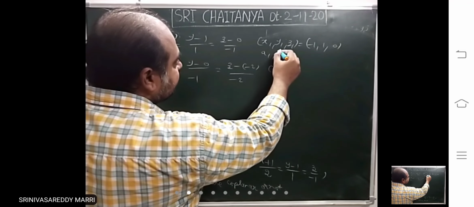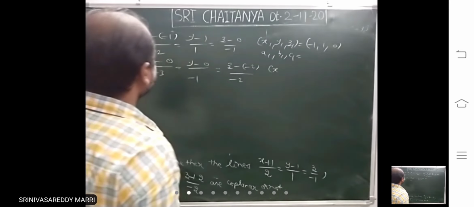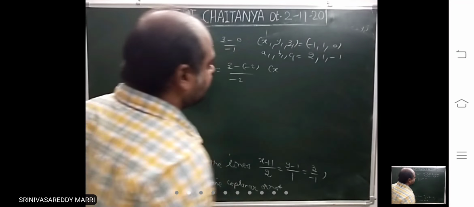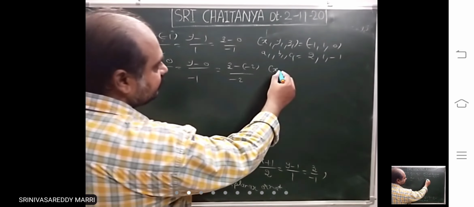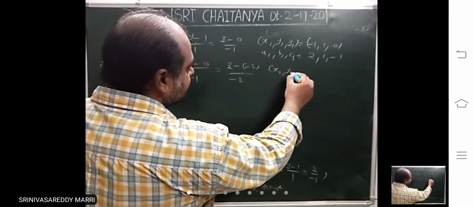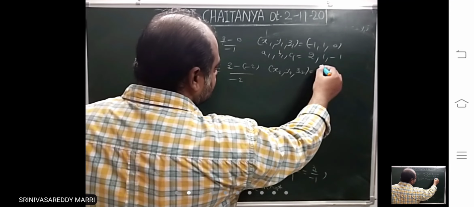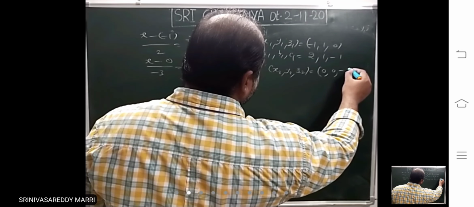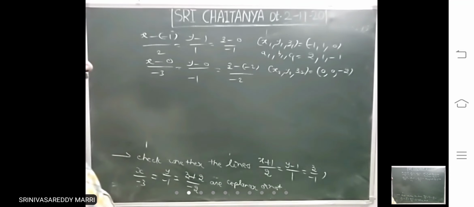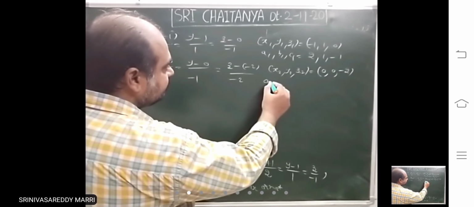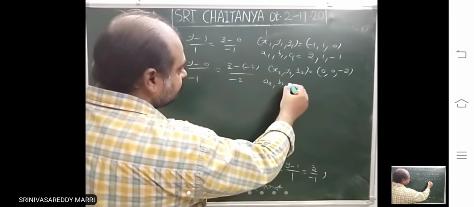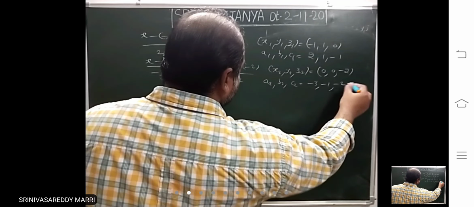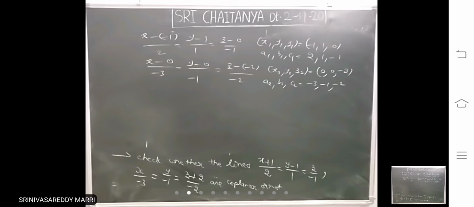So here DRs are what for the first line? A1, B1, C1 equals 2, comma 1, comma minus 1. For the second line, x2, y2, z2 is nothing but 0, 0, minus 2. DRs are what? A2, B2, C2. This is nothing but minus 3, minus 1, minus 2.